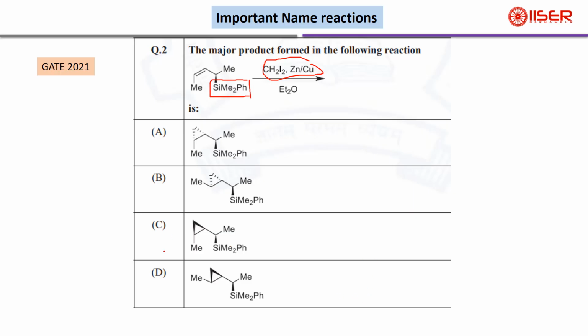So the cyclopropanation will take place from below the plane, and the stereochemistry will be so. In both the cases, the cyclopropanation is below the plane, but in this case, see the methyl group is just opposite to this one. That means it has been rotated. That is not possible. So the correct option is A.